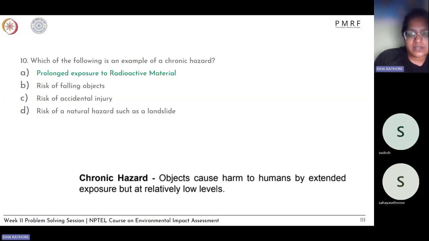So chronic hazards are where the objects cause harm to humans by extended exposure but at relatively low levels. So this is long exposure but at low levels. So radioactive materials, when there's prolonged exposure to them, can be a chronic hazard. So A is the correct answer.